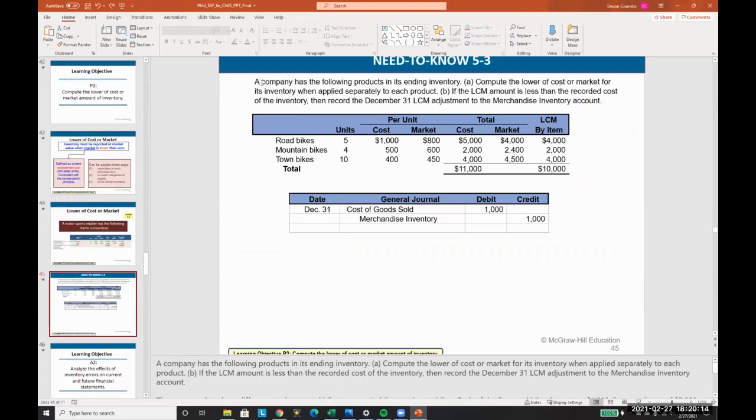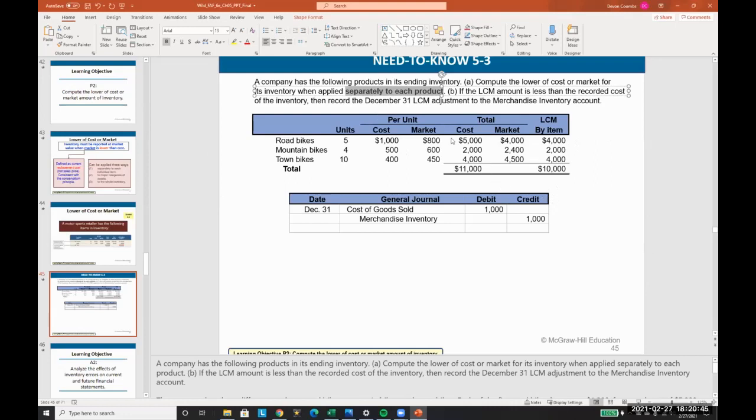So let's use this as an example. A company has the following products in their inventory: road bikes, mountain bikes, and town bikes. Let's compute the lower of cost or market for this if it's applied separately to each product. Make sure you understand that the question could ask if it's applied to each product or if it's applied to total inventory, right? So make sure you're looking at the question carefully.